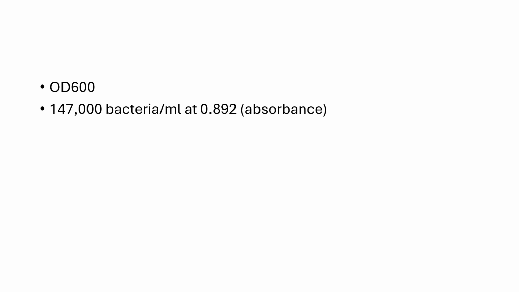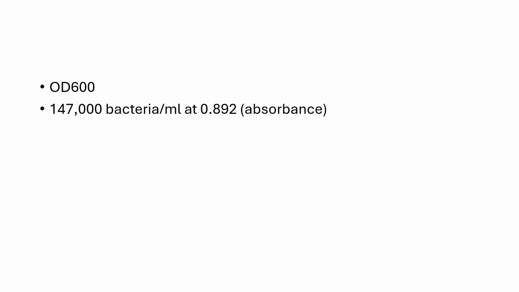With the previous work, we took Pseudomonas aeruginosa bacteria and it had been grown, and then we took aliquots, or little samples, of it and read it in a spectrophotometer. We used the wavelength at 600 nanometers, so that will measure bacteria. What we found from the previous work was that an absorbance reading of 0.892 correlated to 147,000 bacteria per mL.